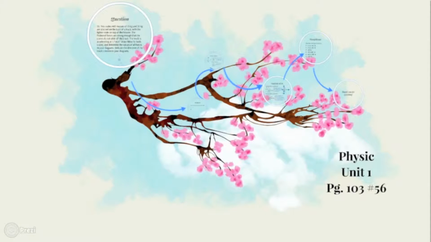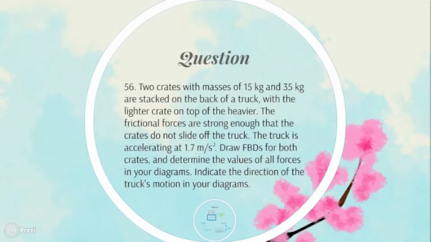Page 103, number 56. Question 56. Two crates with masses 15 kilograms and 35 kilograms are stacked on the back of a truck with the lighter crate on top of the heavier. The frictional forces are strong enough that the crates do not slide off the truck. The truck is accelerating at 1.7 meters per second squared.